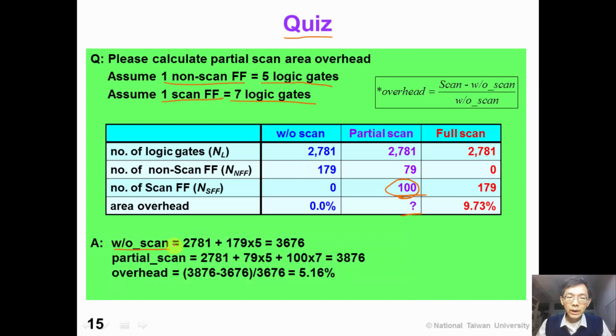For the original design without scan, we have 2781 logic gates plus 179 non-scan flip-flops. So the total number is 3676. For the partial scan design, we have 2781 logic gates plus 79 non-scan flip-flops and 100 scan flip-flops. So the total number is 3876. The overhead is therefore 5.16%. Have you got it correctly?